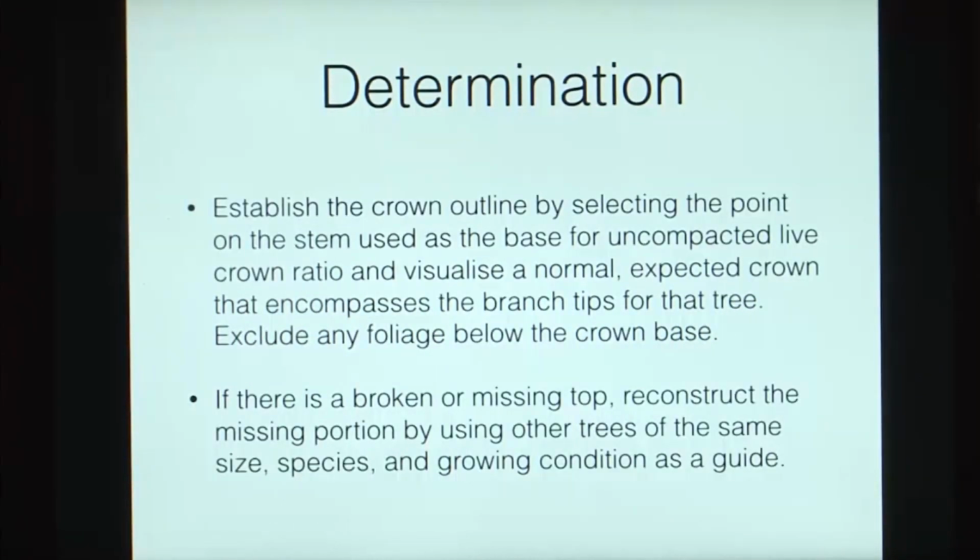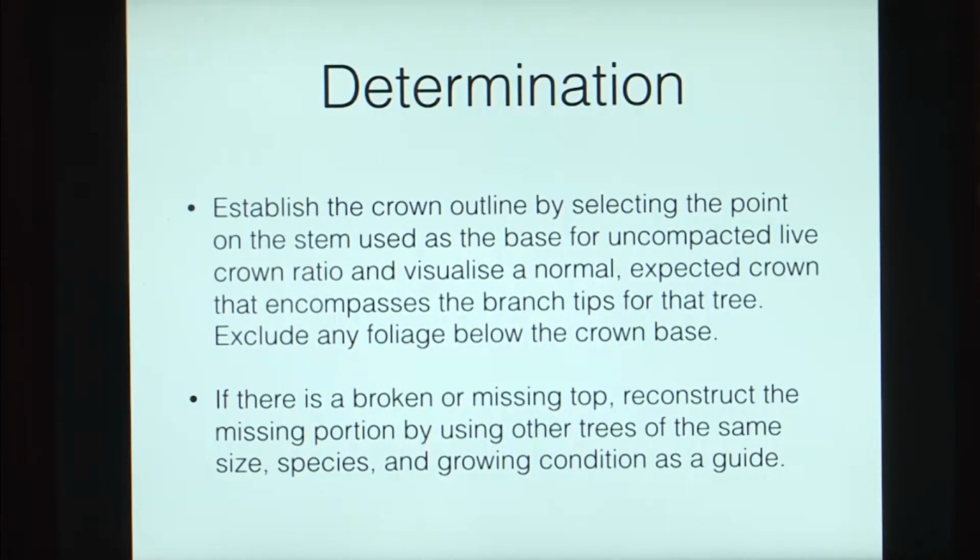First, we begin by establishing the crown outline by selecting the point on the stem used as the base for uncompacted live crown ratio and visualize a normal expected crown that encompasses the branch tips for that tree, and we do not include any foliage that comes below the crown base. So, in this case the first thing is we figure out the base that was computed as in the case of the uncompacted live crown, and once we have done that we visualize a normal expected crown. So, this crown might not be present as is clear in the second point.